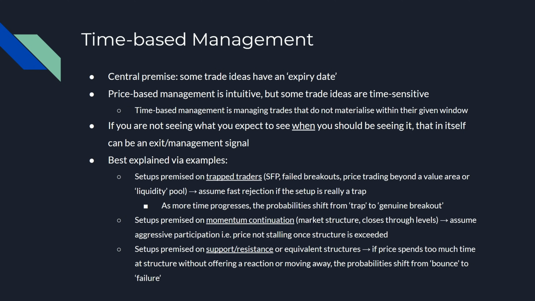Three really clear examples, at least via bullet points. I'm not sure what the charts for these are. So, for example, setups premised on trapped traders. If you've watched the order flow video or the clean double close or any of my live streams, this kind of stuff should be familiar. You've got your swing failure pattern, failed breakouts, price trading beyond the value area or liquidity pool. All of those setups assume a fast rejection if the setup is really a trap. Because the whole idea in those setups is that market participants who were induced and end up on the wrong side of the move, or the breakout traders, however you want to classify them, get squeezed.